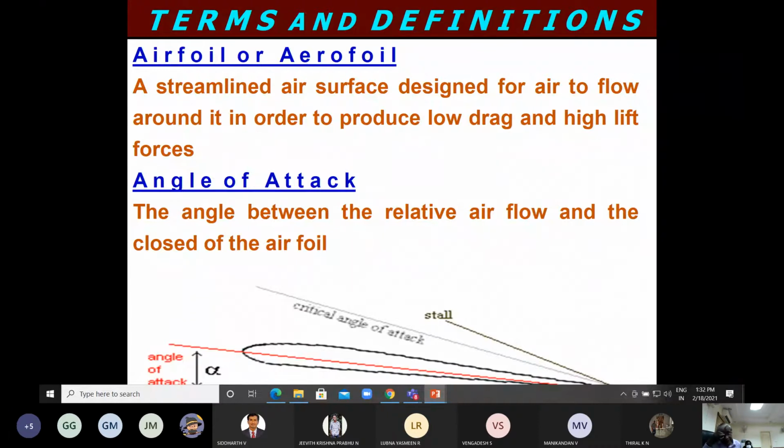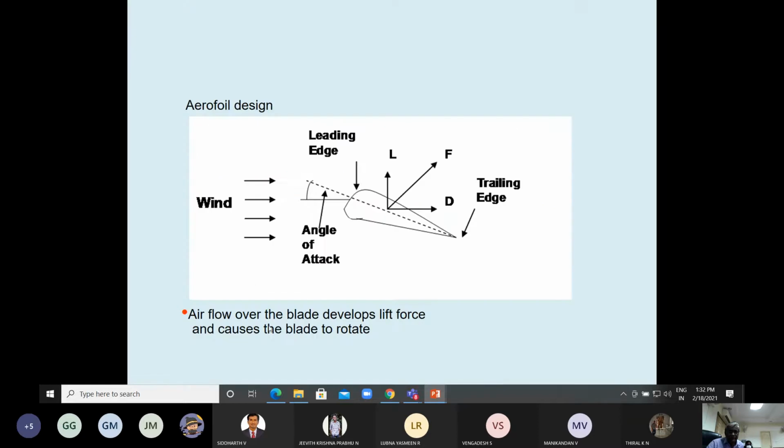Next, the angle of attack, that is alpha. Here you find the angle of attack, the angle between the relative airflow and the chord of the airfoil. This is the airfoil, this is the chord, and this is the relative airflow, and this alpha is called the angle of attack. And aerofoil design is a separate research area, the designing of blades and profiles, and the curvature, everything.